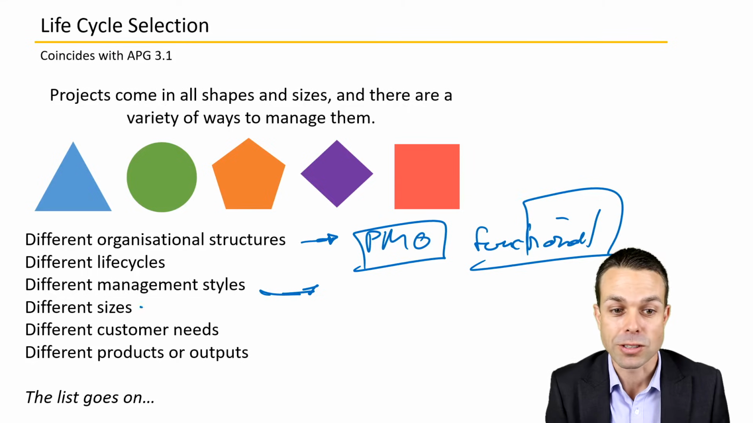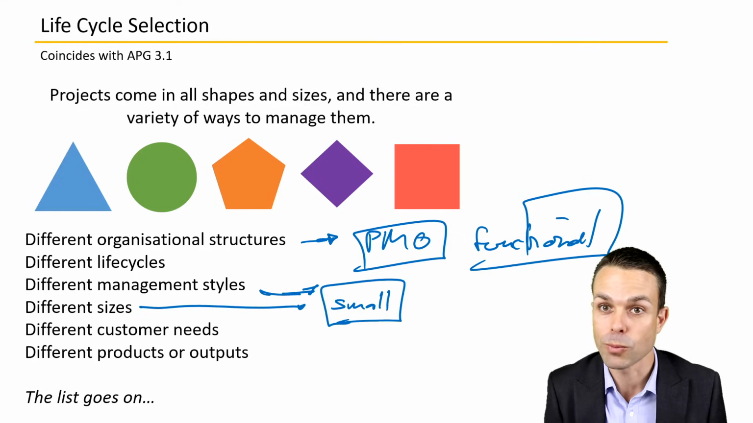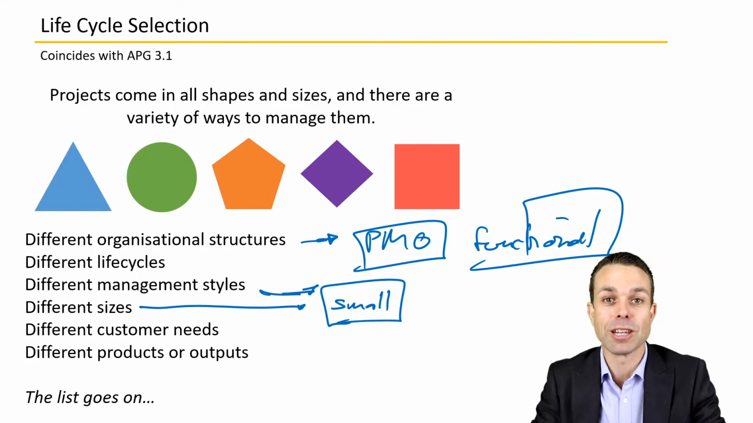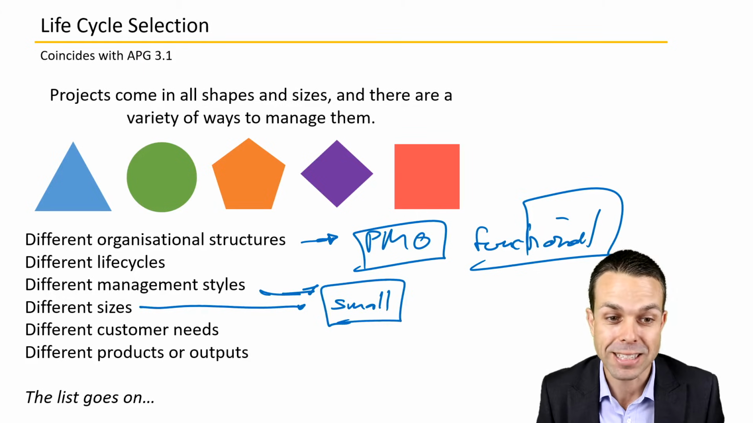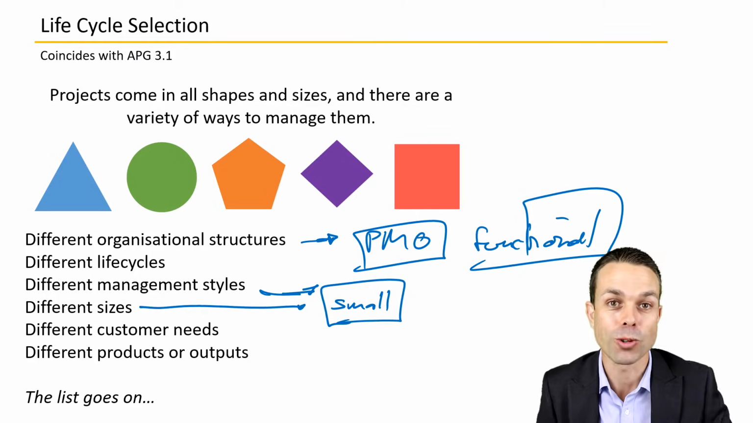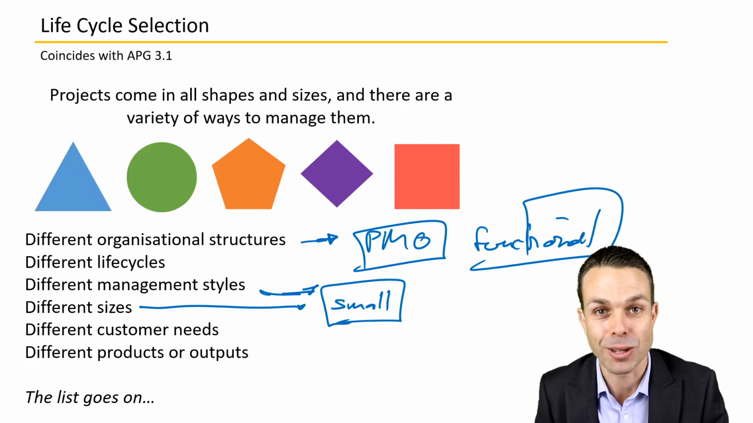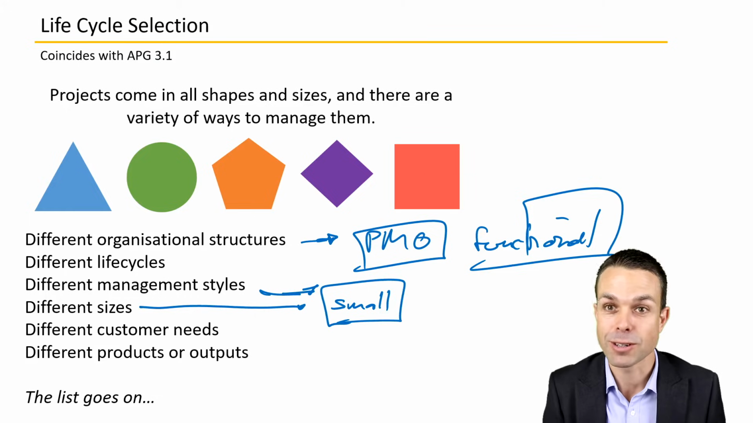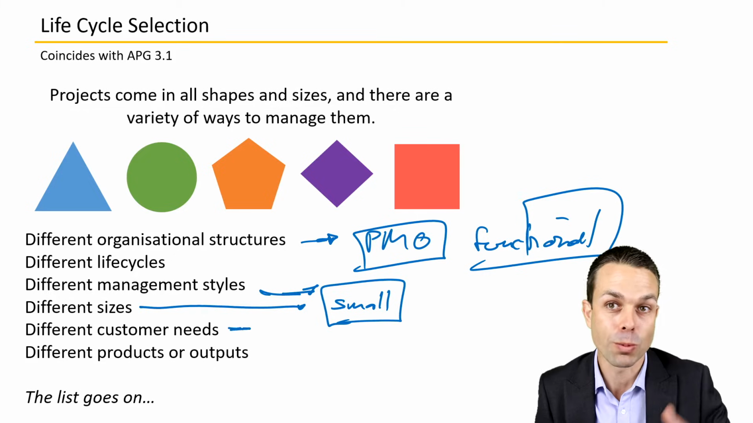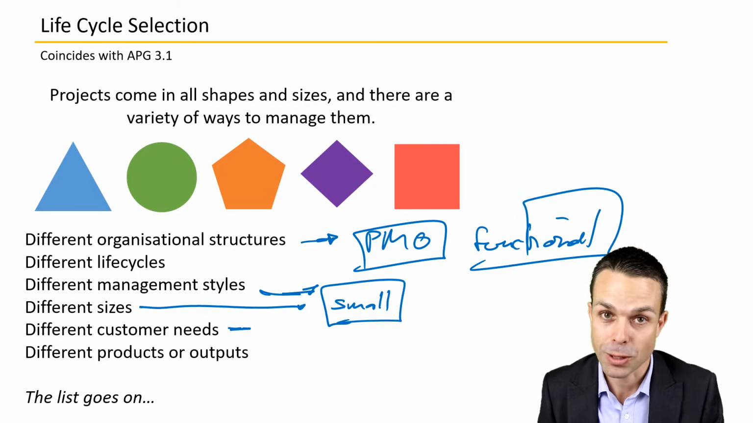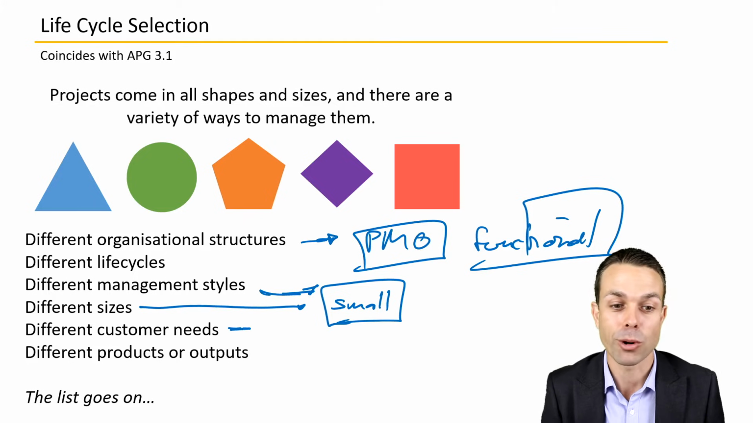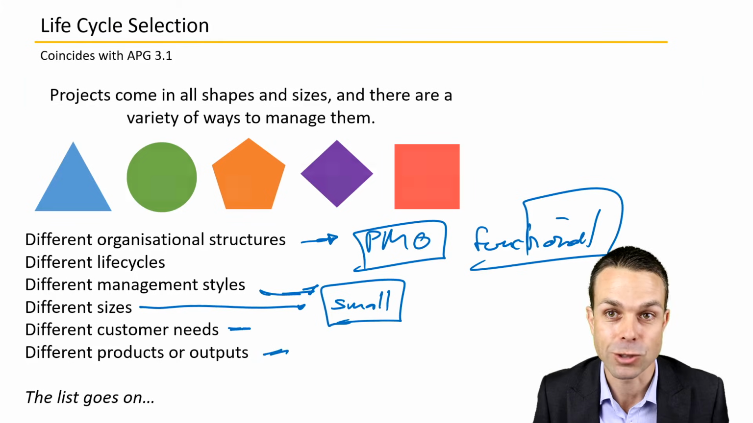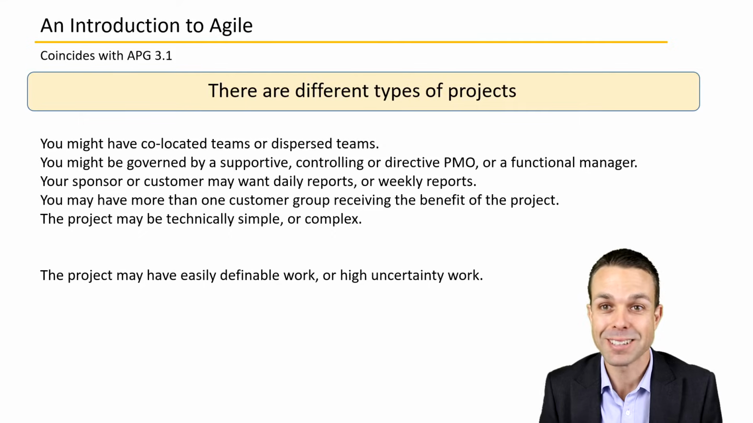There are different sizes. So you might have a small project, just a little process improvement within one team, or you might have a large project spanning many teams or maybe even many organizations, and that will impact how you want to manage it and the project lifecycle that you're going to use. You might have different customer needs. For example, they might be open to many changes or they might not be open to many changes, and that's going to impact it as well. And there are of course different products or outputs that we're going to be working towards.